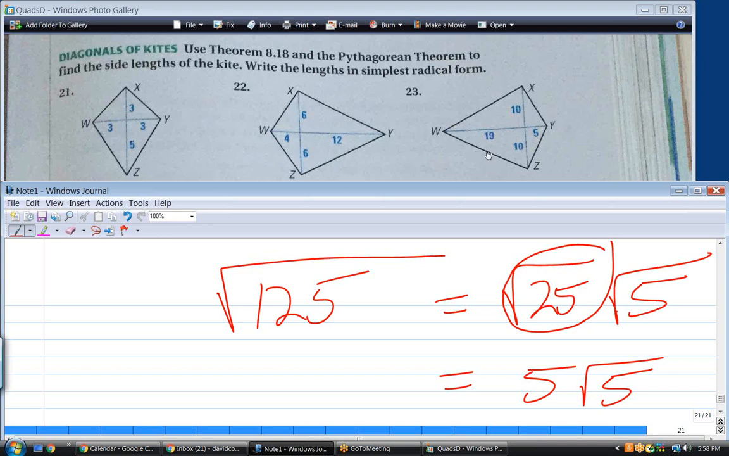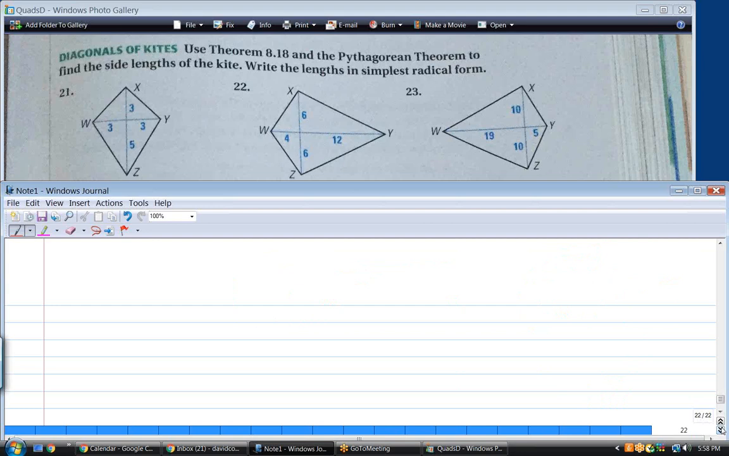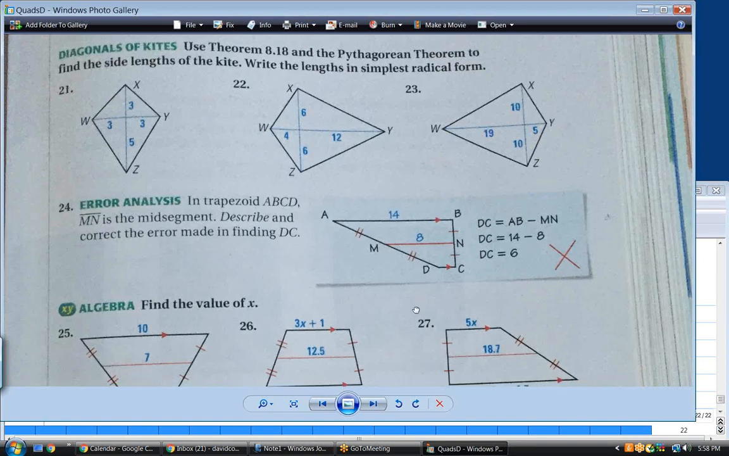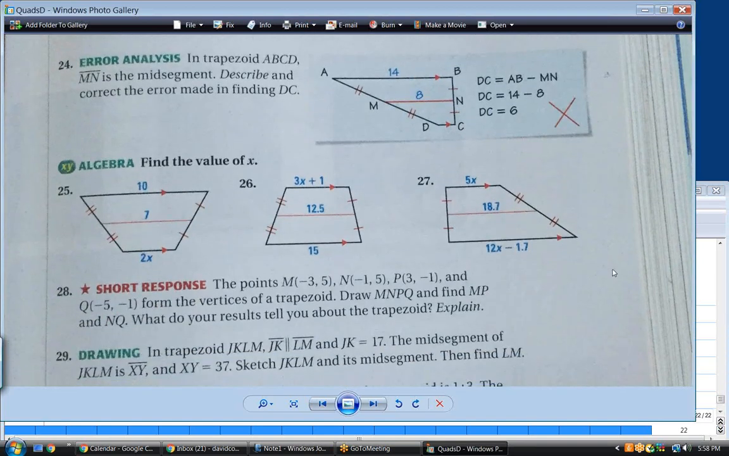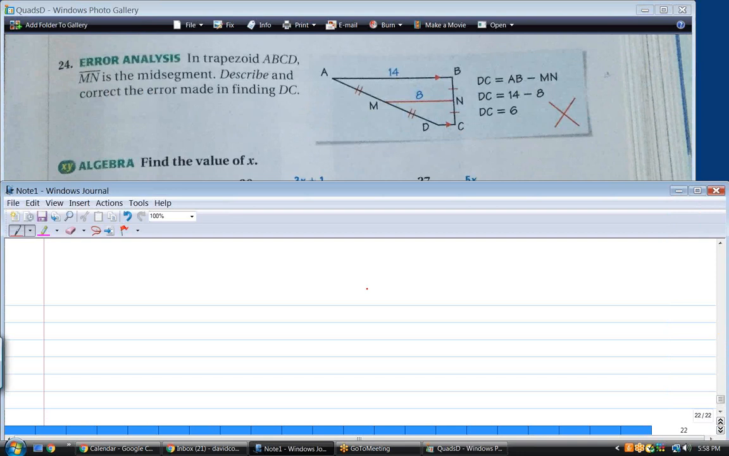And WZ? That'd be the square root of 19 plus the square root of 10. And I won't go through that math. In other words, I know you know how to do it. I'm going to give you one quick one just to test you.